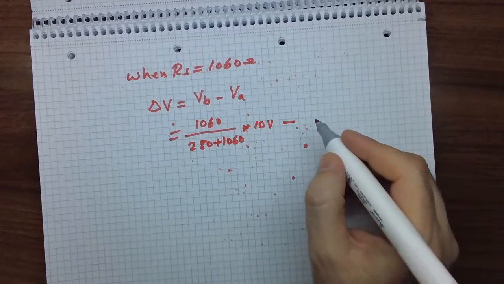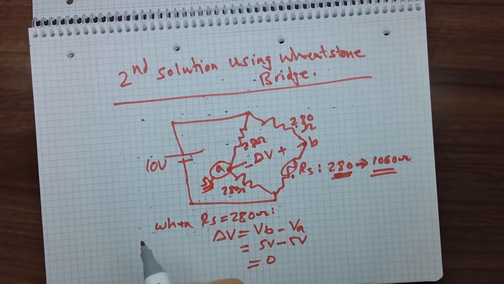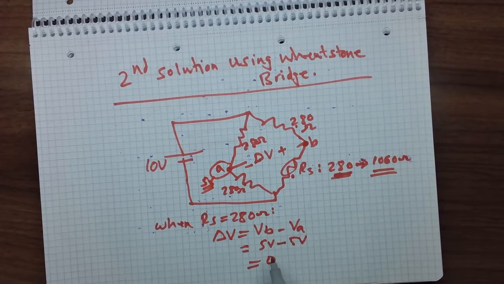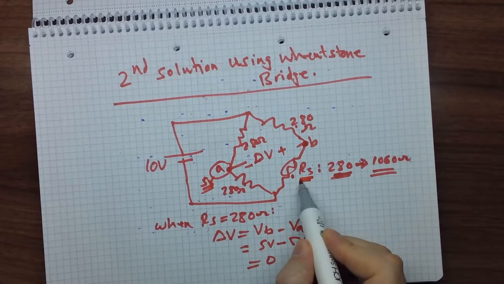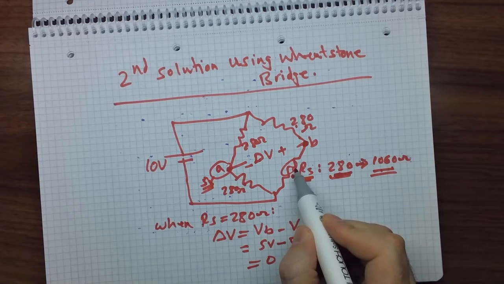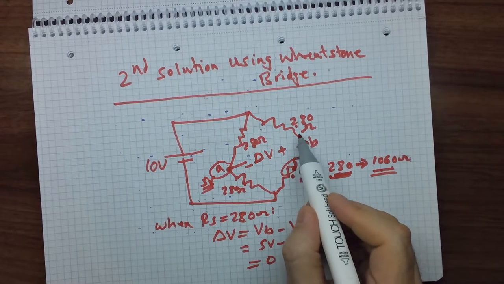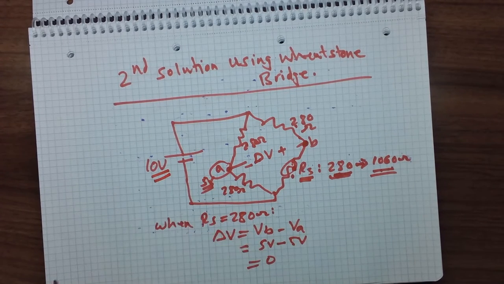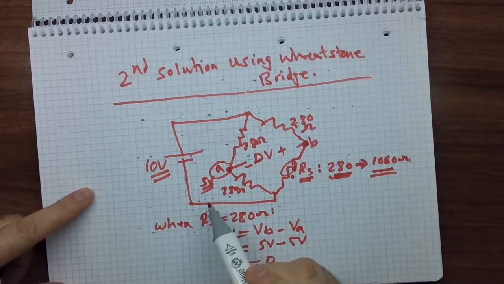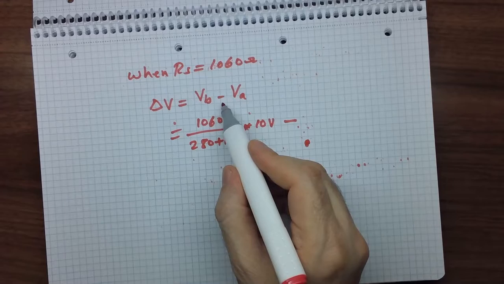Minus VA. The voltage VA is fixed. It is 5 volt because both resistors are equal. But VB is changing. It will start from 5 volt, but because this resistor is changing from 280 to 1060, using the voltage divider rule, it is 1060 divided by the sum of these two resistors times the excitation voltage. We can get the voltage at B, but the voltage at A is fixed at exactly 5 volt. So we now have minus VA.